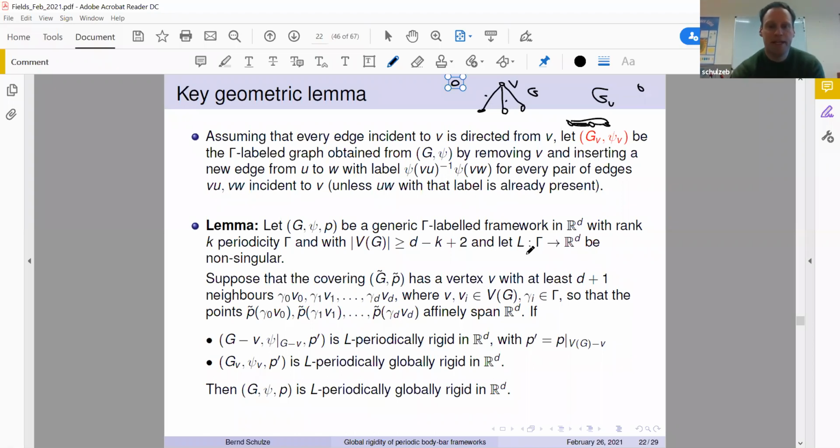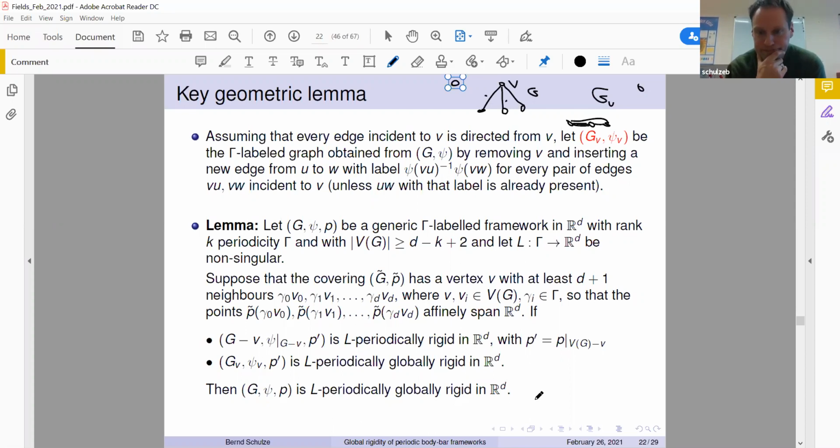Okay, so what does the lemma say? The lemma says that if you have a generic framework with at least this many vertices, and you have a vertex of degree at least d+1, and the neighbors of that vertex, this is important, span the whole space R^d in the lifting, in the periodic framework, and if the following two conditions are true, then we can guarantee that G is globally rigid. We need that G minus V, the graph you obtain by just removing V without doing anything else, must be rigid. And GV, this new graph where we add the edges among the neighbors, must be globally rigid. So if that's the case, and the neighbors span the whole space, then G is globally rigid.